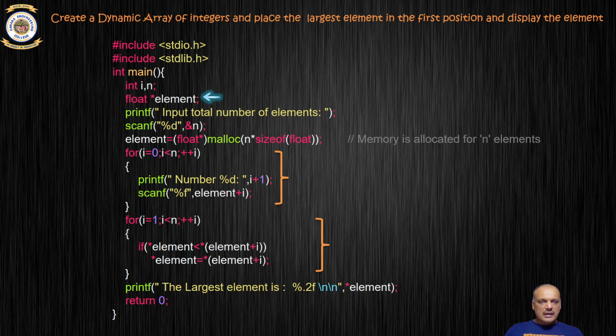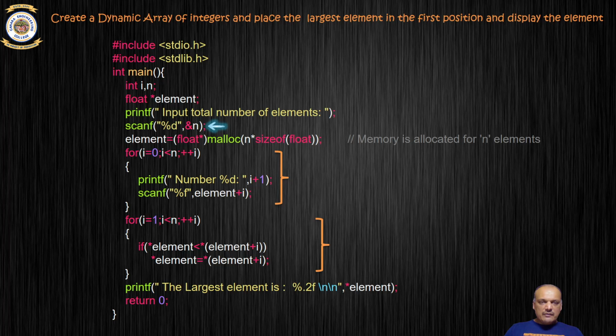Having declared all the initial variables, now I ask the user to input the number of elements that I want to be present in this array. This is the key difference. And allocate only the number of memory spaces as required, which is n, which has been specified by the user during the runtime.